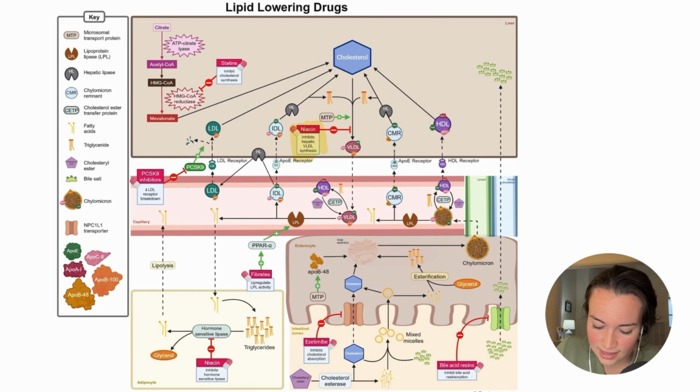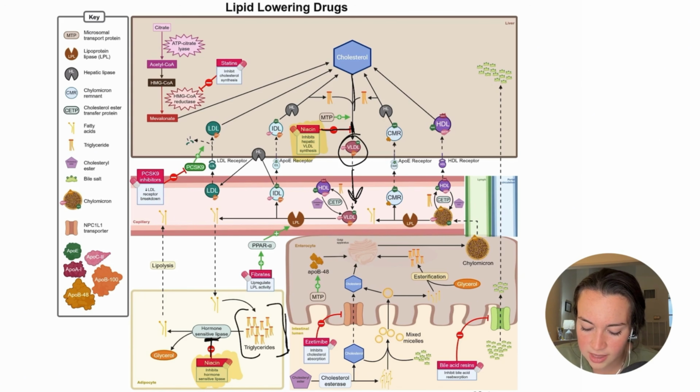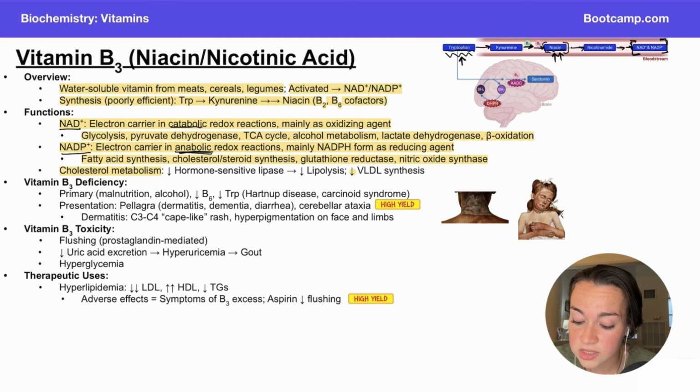Here is niacin. Remember, it had two main functions. One was inhibiting hepatic VLDL synthesis, and those VLDLs were how cholesterol got exported out of the liver. And then niacin also inhibited hormone-sensitive lipase, which breaks down and liberates storage triglycerides into the bloodstream. So like we said, decreased VLDL synthesis and a decrease in hormone-sensitive lipase that decreases lipolysis.